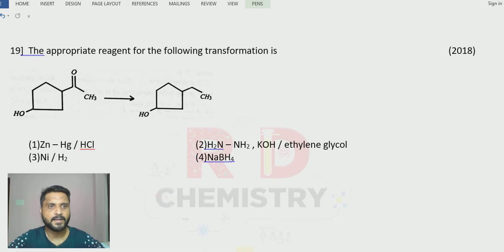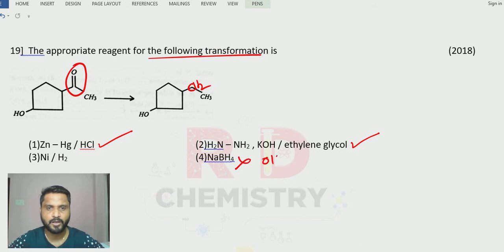Question number 19. Appropriate reagent for the following conversion. Here, the keto group has become a CH2 group. For that I can make use of Clemmensen reduction, option A, or I can make use of Wolff-Kishner reduction, option B. Whereas I can't make use of sodium borohydride, which converts it into alcohol, and nickel hydride can also convert into alcohol. So either one or two.